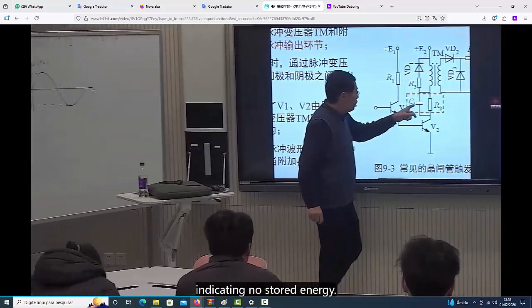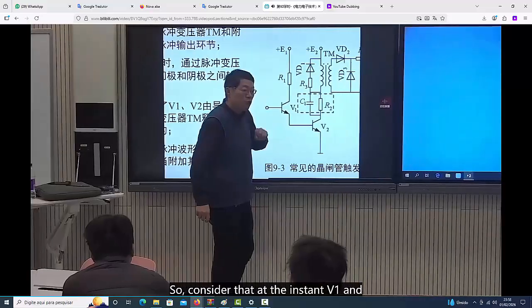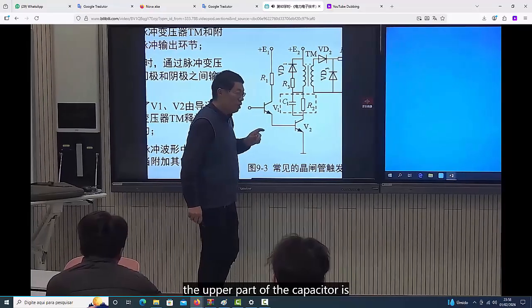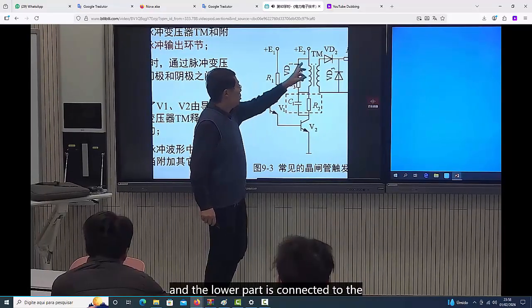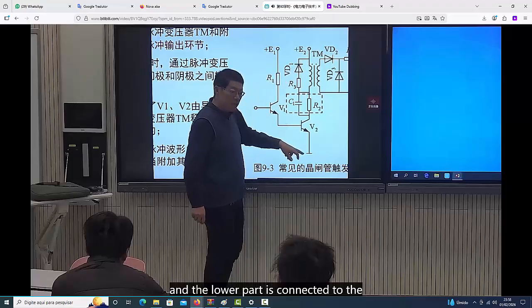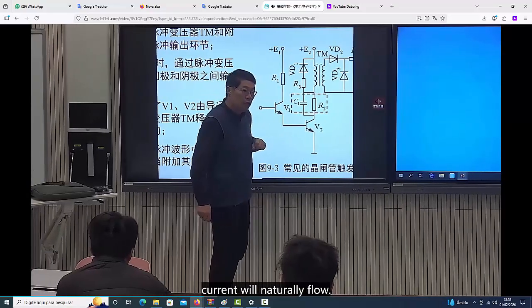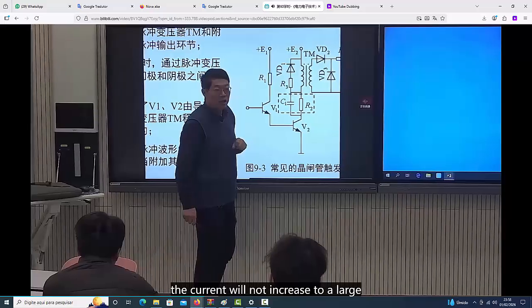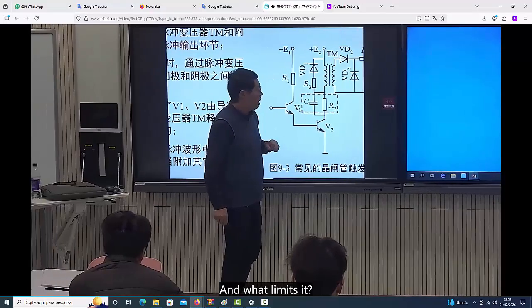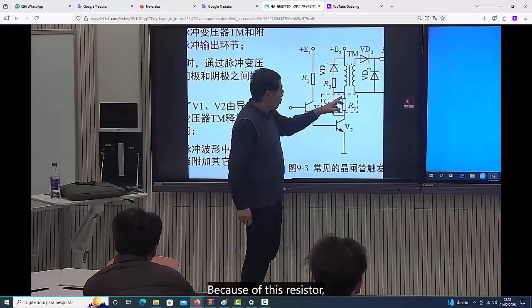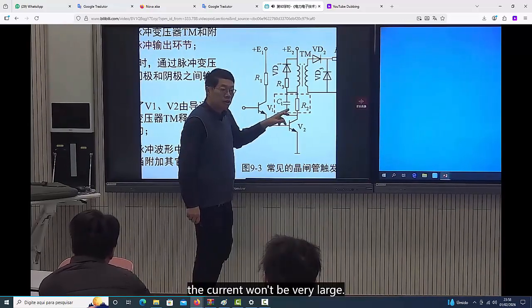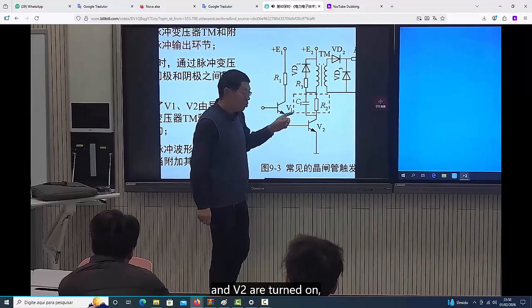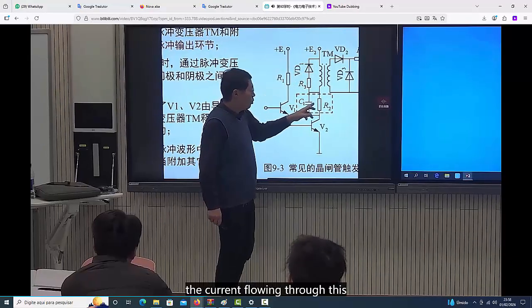So, consider that at the instant V1 and V2 are conducting, as mentioned earlier, when it conducts, the upper part of the capacitor is connected to the power source, and the lower part is connected to the ground. Therefore, current will naturally flow. Due to the effect of inductance, the current will not increase to a large instantaneous value. And what limits it? It's limited by this resistor. Because of this resistor, the current won't be very large. But please note that at the instant V1 and V2 are turned on, the current flowing through this resistor flows through the resistor.